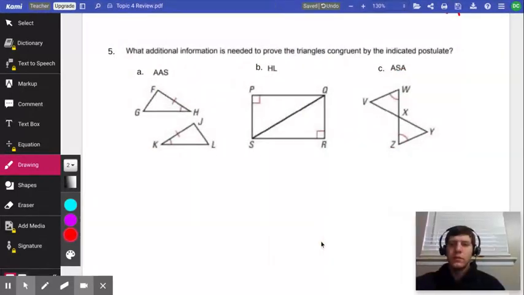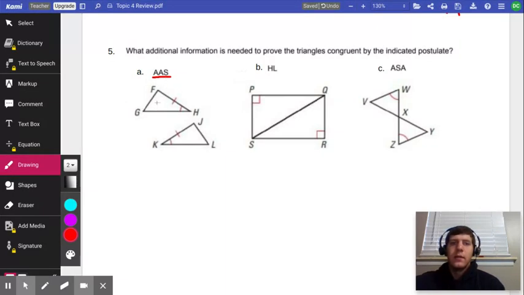All right, moving on to number 5 here. It says, what additional information is needed to prove the triangles are congruent by the indicated postulate? So for A, they're asking us what additional information do they need to give us in order to use angle side. Okay. Well, they give us one pair of angles and one pair of sides. Right? And since we want angle side, we need another pair of angles.